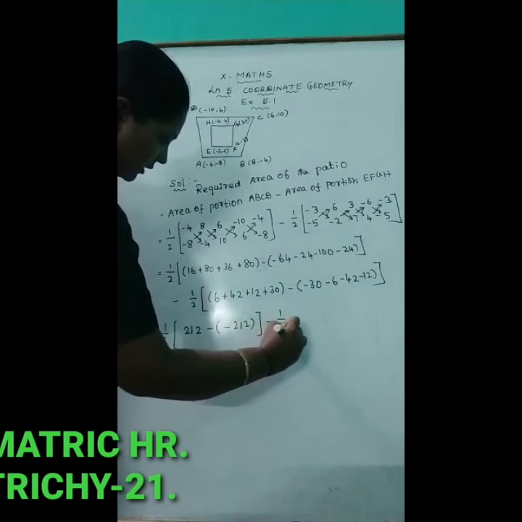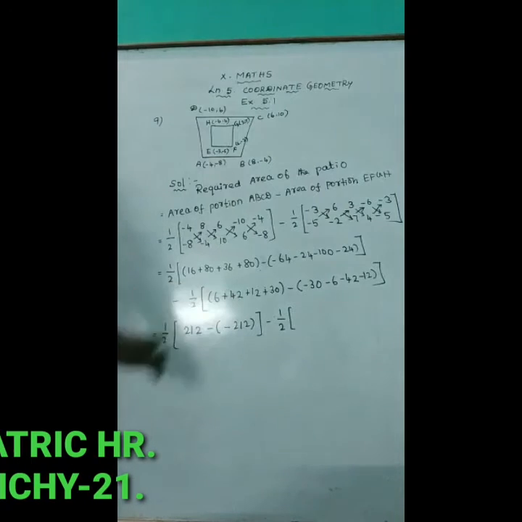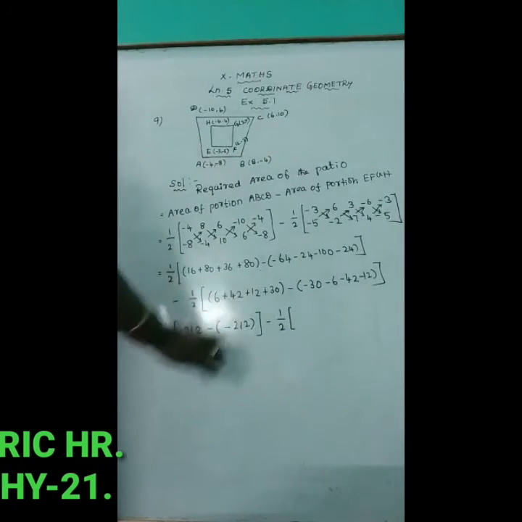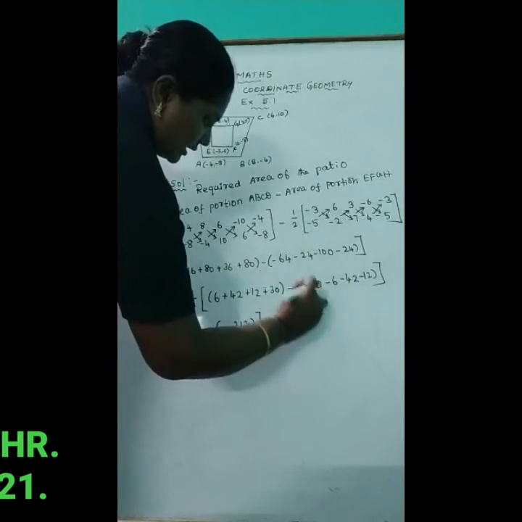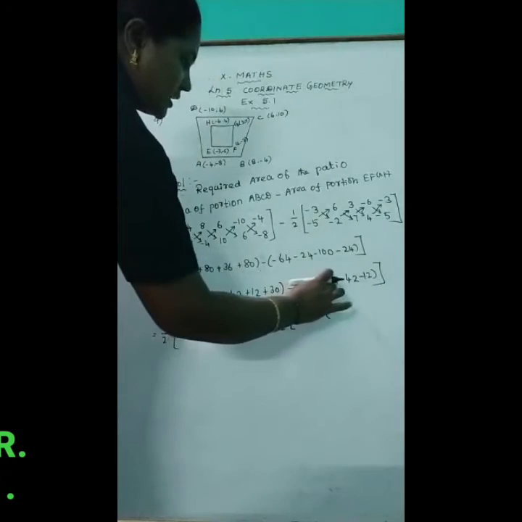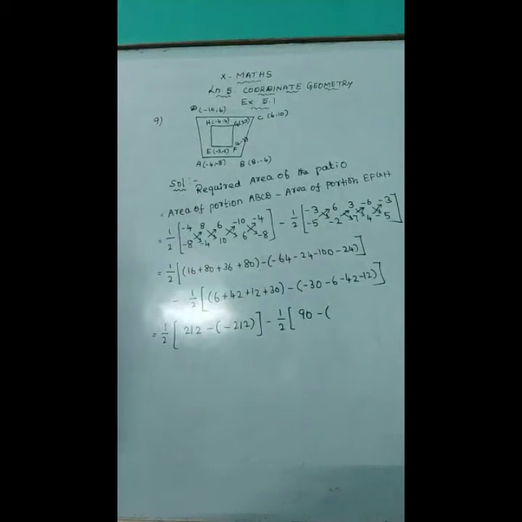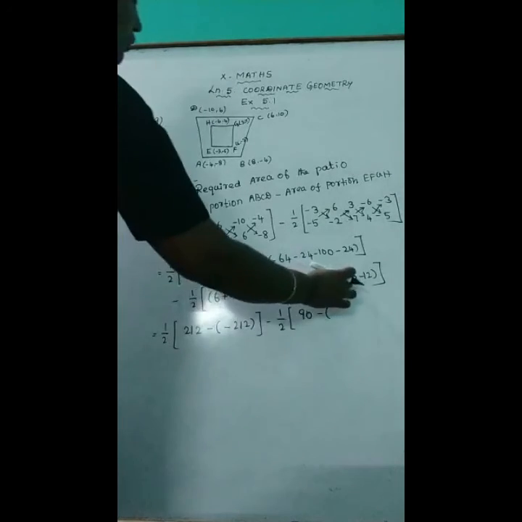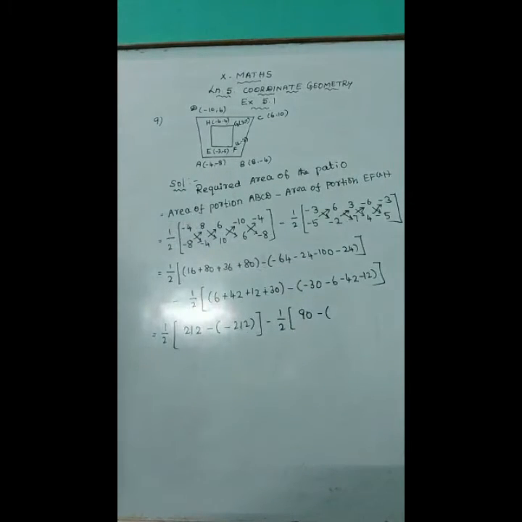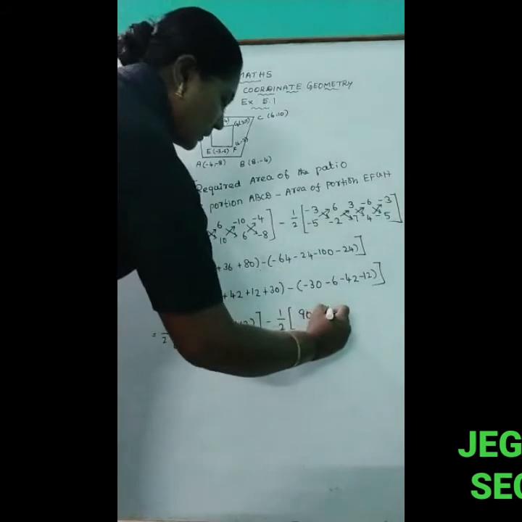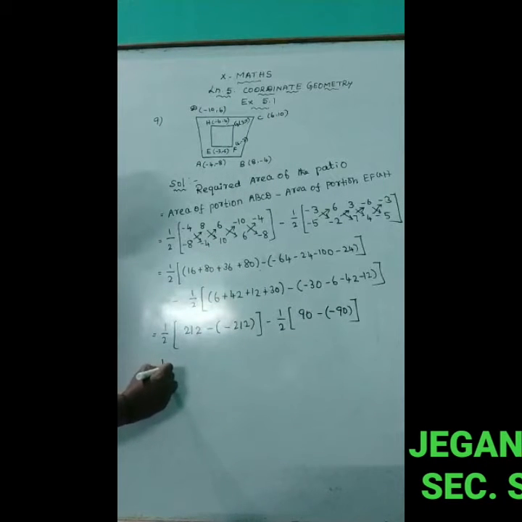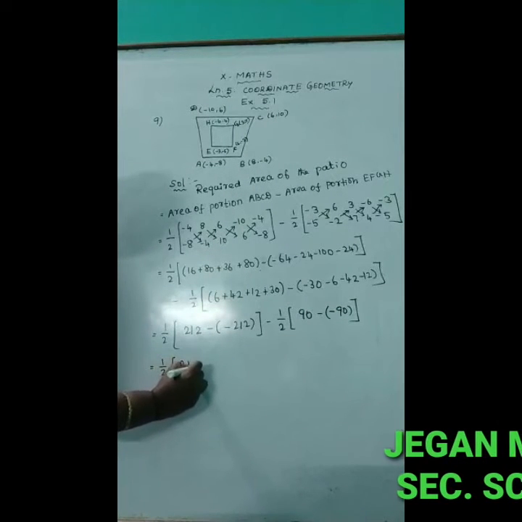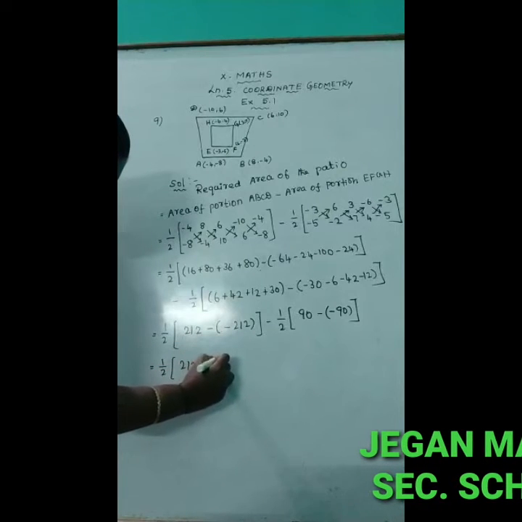Then minus of 1 by 2 into 42 plus 6, 48, then 48 plus 12, 60, 60 plus 30, 90. So we have 90. Here minus of minus 30 minus 6 we have minus 36. So minus 36 minus 42, minus 78, minus 78 minus 12, minus 90. So minus of minus 90. Now solve this one: 1 by 2 into 212 minus of minus, plus 212.